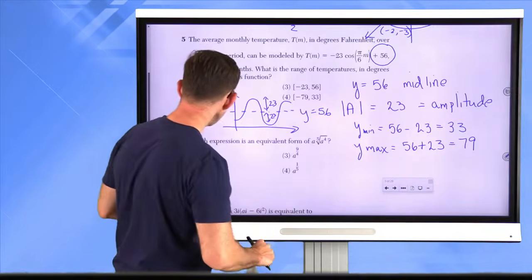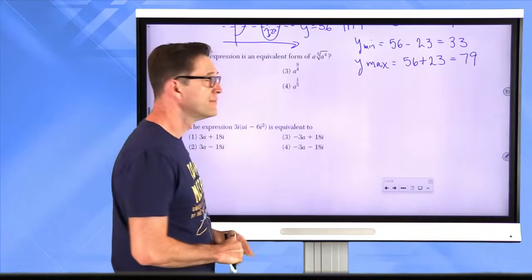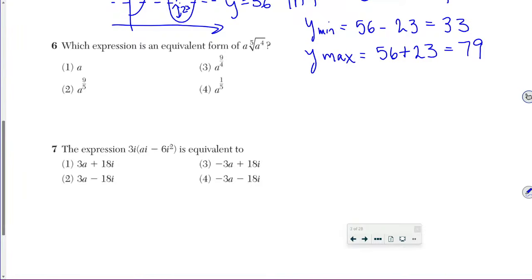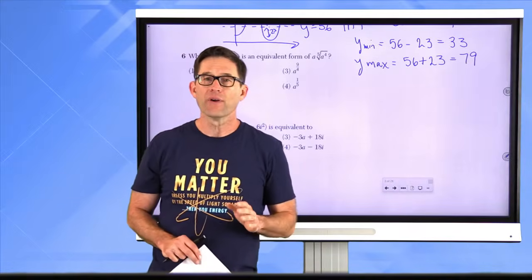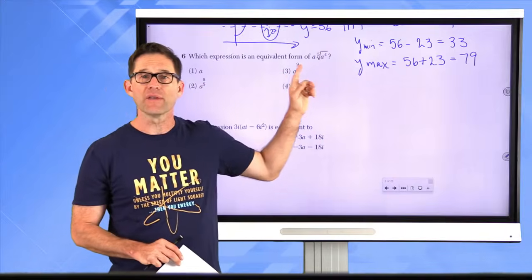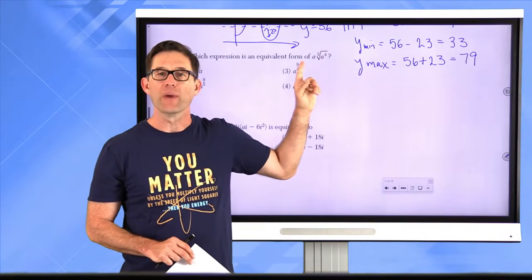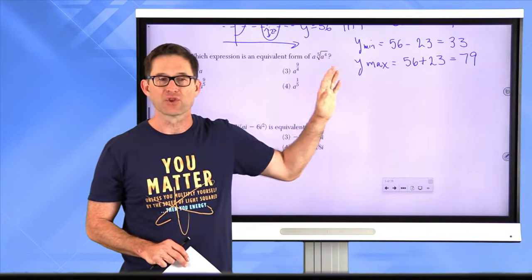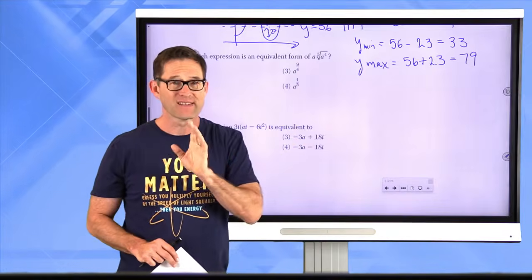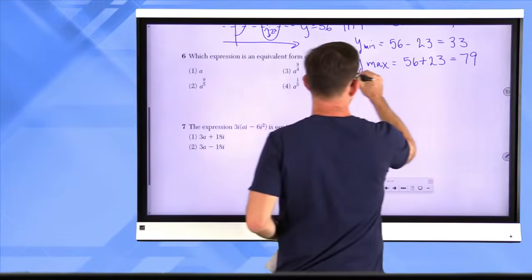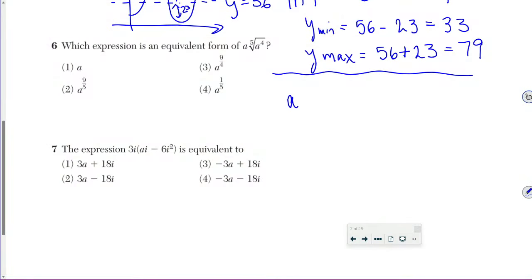All right, let's take a look at number 6. Which expression is an equivalent form of a times the 5th root of a to the 4th? One of the things you need to be very careful on here is it's easy to look at this expression and think you're doing a to the 5th times the square root of a to the 4th. But that's not what we have here. What we have is a times the 5th root of a to the 4th.